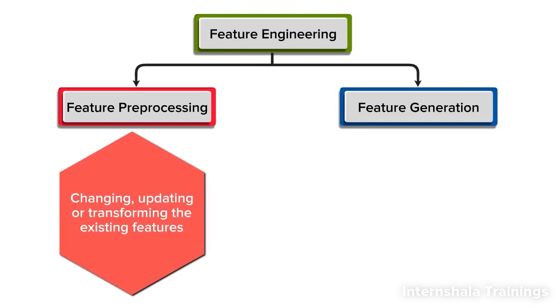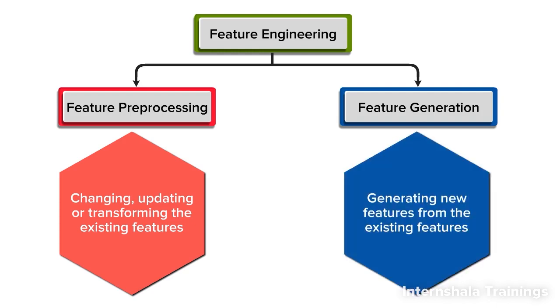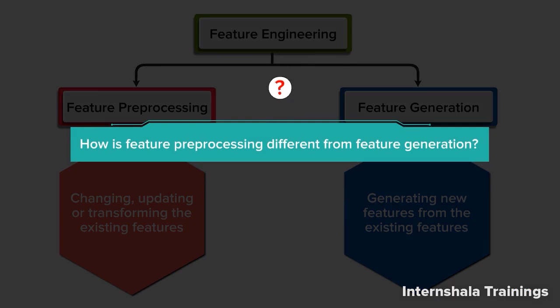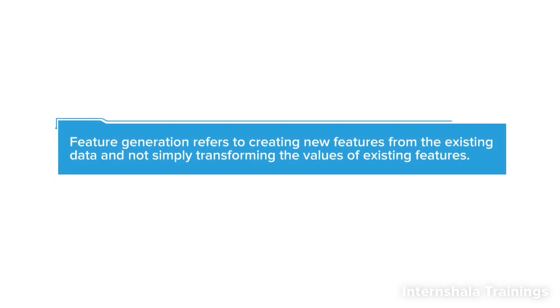Feature processing refers to changing, updating, or transforming the existing features. In this case, we do not create a new feature, but make the same features more informative. The other category is feature generation. This is where we generate new features from the existing features. But how is feature preprocessing different from feature generation? Feature generation refers to creating new features from the existing data and not simply transforming the values of existing features. We will look at each of these categories in more detail in the forthcoming videos.